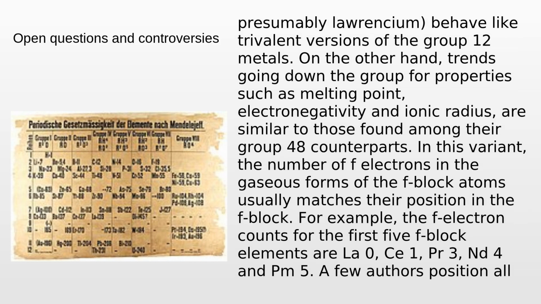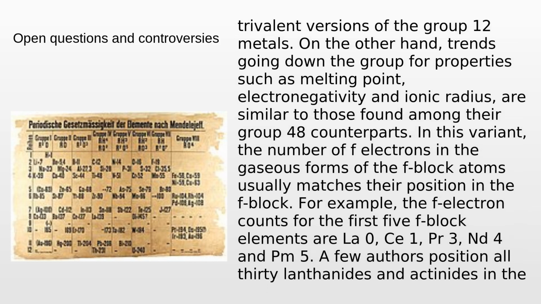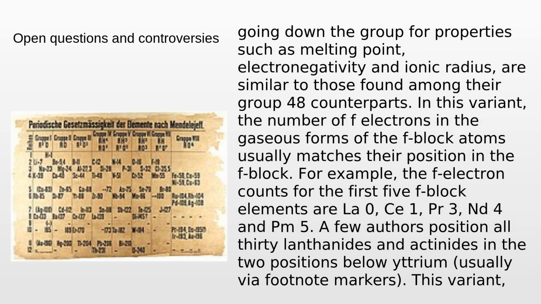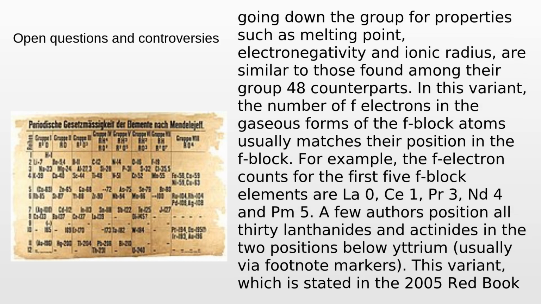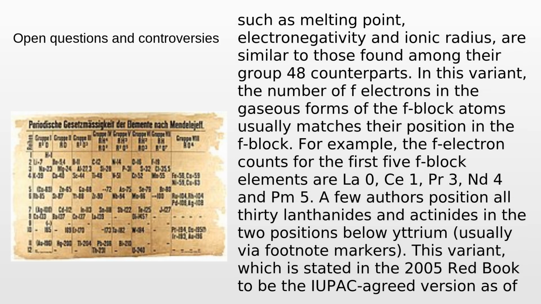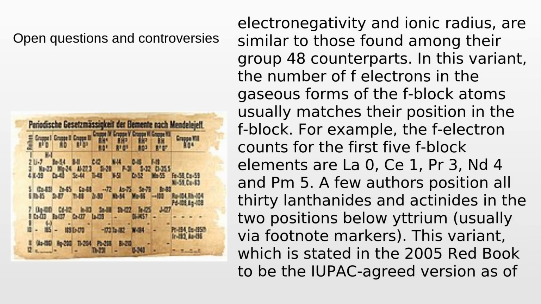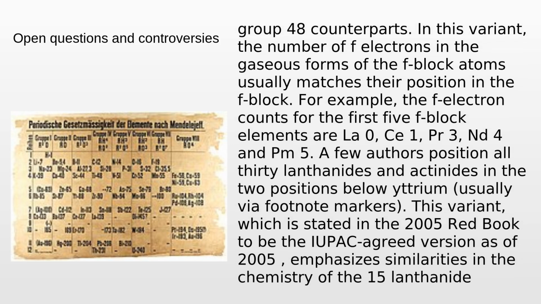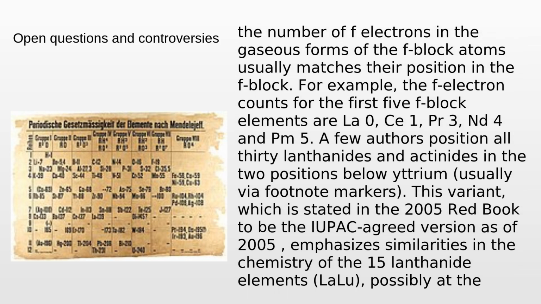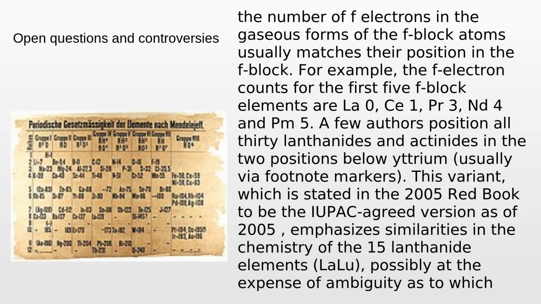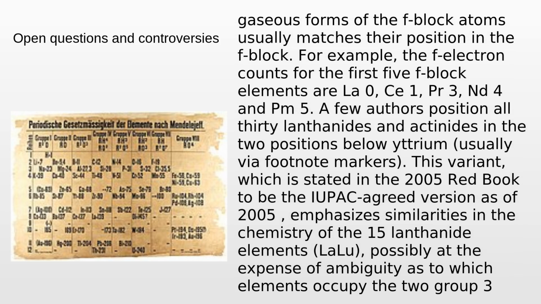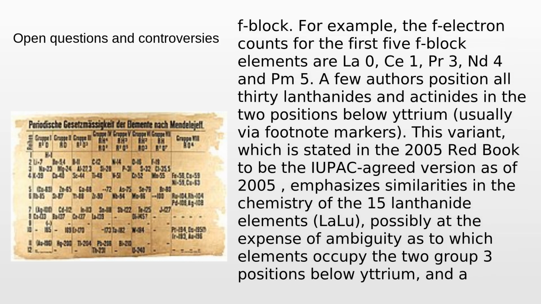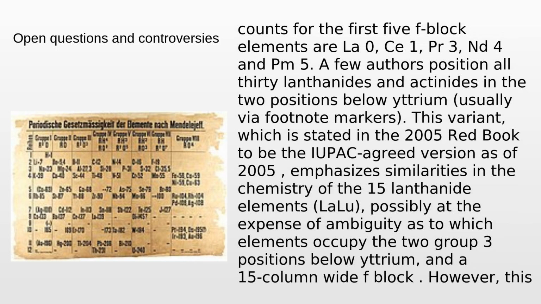On the other hand, trends going down the group for properties such as melting point, electronegativity and ionic radius are similar to those found among their group 4-8 counterparts. In this variant, the number of F electrons in the gaseous forms of the F block atoms usually matches their position in the F block. For example, the F electron counts for the first 5 F block elements are 0, Ce 1, Pr 3, Nd 4 and Pm 5.